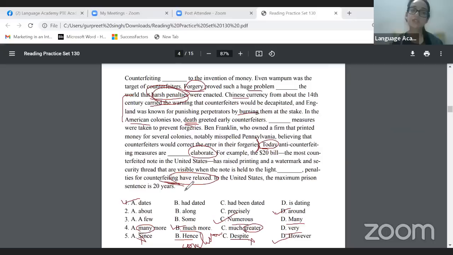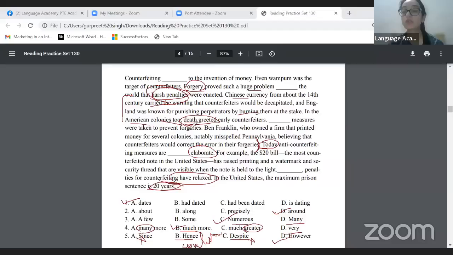Then they have given the example also in the US, the maximum prison sentence is 20 years, whereas earlier they said that in America, they were given death sentence. That's a big difference, just 20 years and straight away death. That's why we will go with however, because they were giving the contrast.